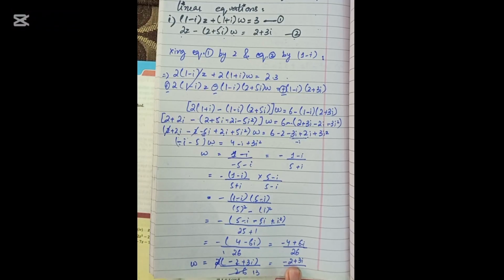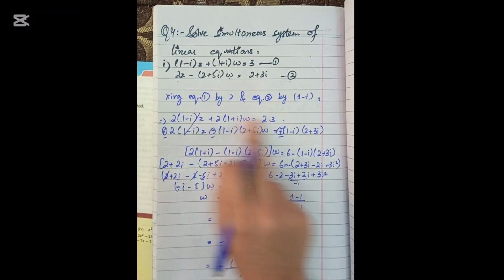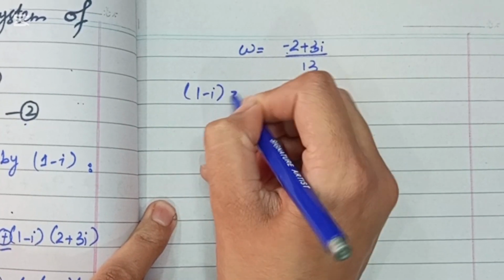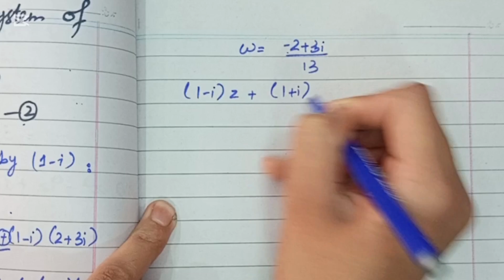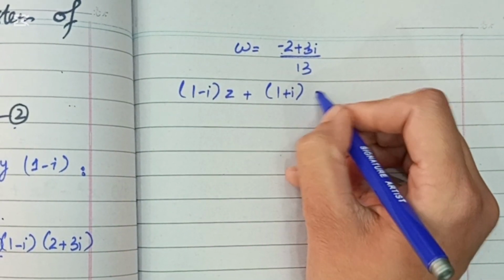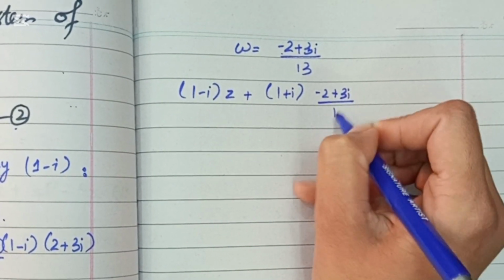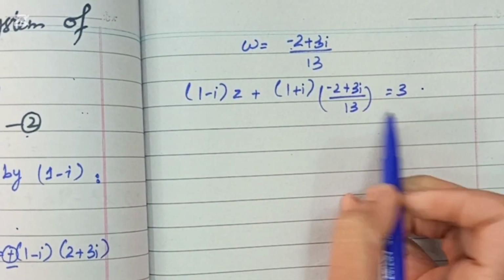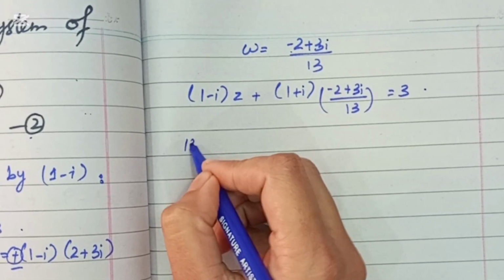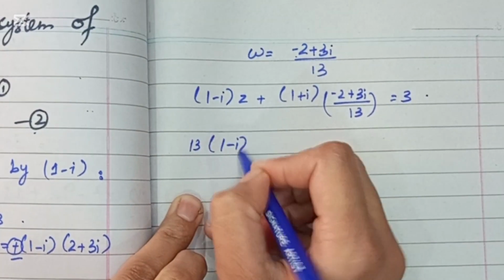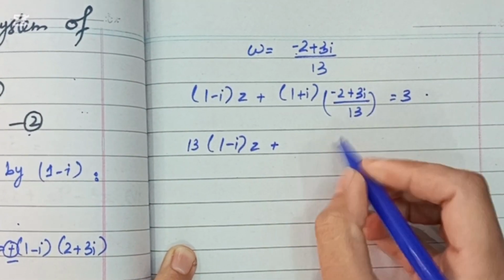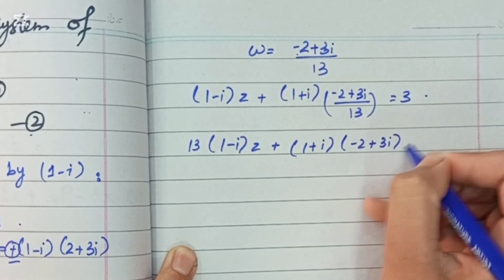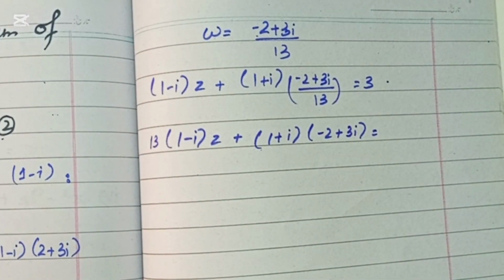Now we will put this value of W in first equation, this one. Okay. In the first equation, this is our first equation. Here it was W, but I am writing minus 2 plus 3 iota by 13 here, equals 3. Now I will multiply 13 with the whole of the equation to make it simple. I will not write it here because it will be cancelled from here. So there is no need to write it. 3 into 13 is 39.